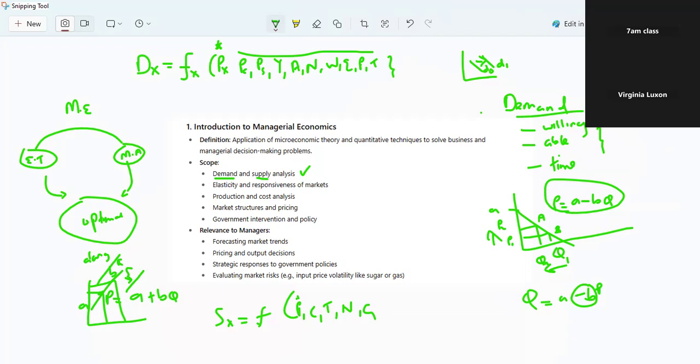Are we together? Yes, Collins. It's only the price that causes a movement along the curve, and the others cause a shift. Exactly. That's the principle I'm trying to stress.